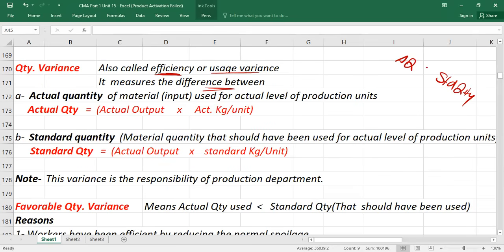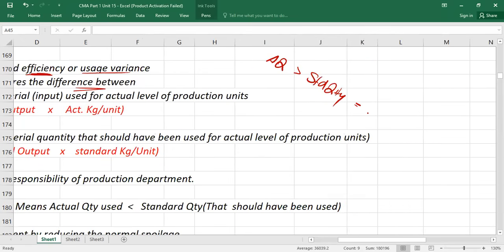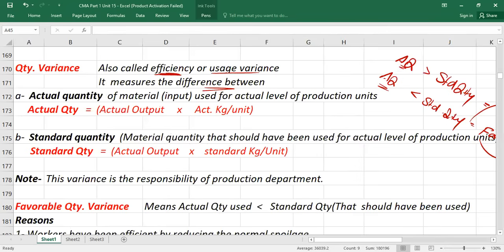Whenever your actual quantity is more than standard quantity, this variance is going to be unfavorable because you have used actual quantity more than budget. But whenever your actual quantity is less than standard quantity, this is going to be favorable because you have used less than budget. But the point is why variance could be unfavorable or favorable. So let's first understand the reasons and then we will move to the calculation part.